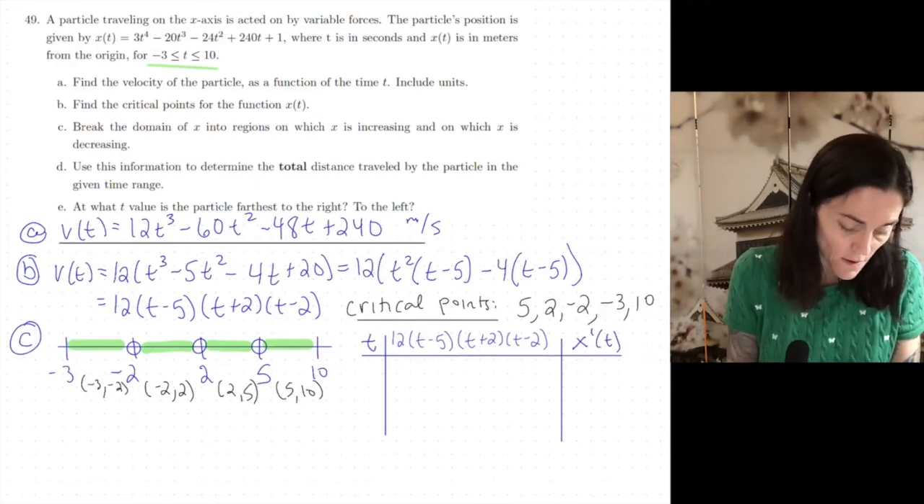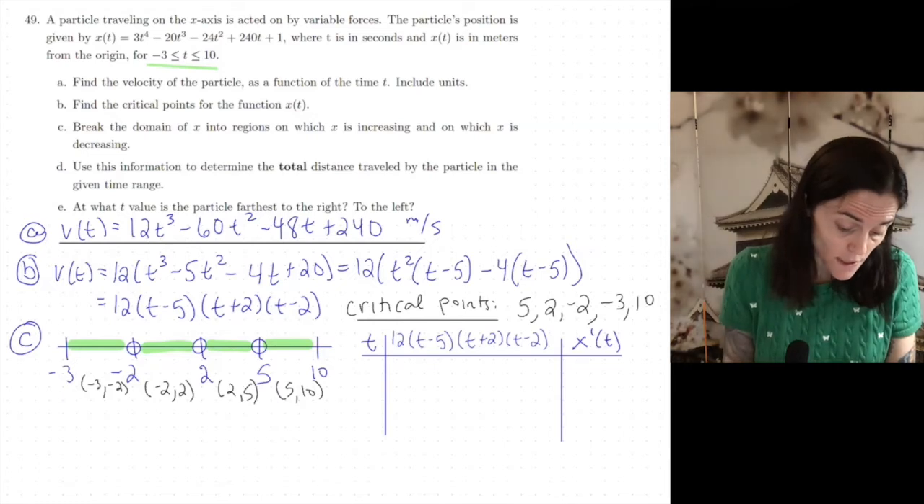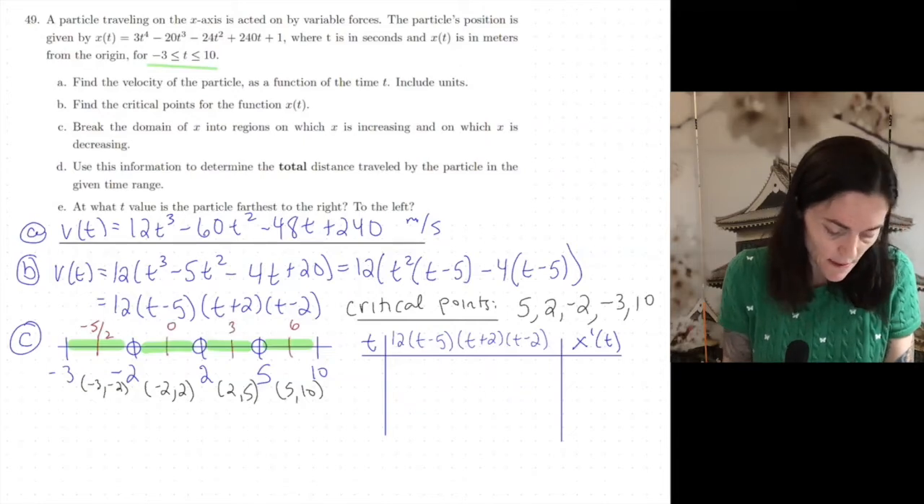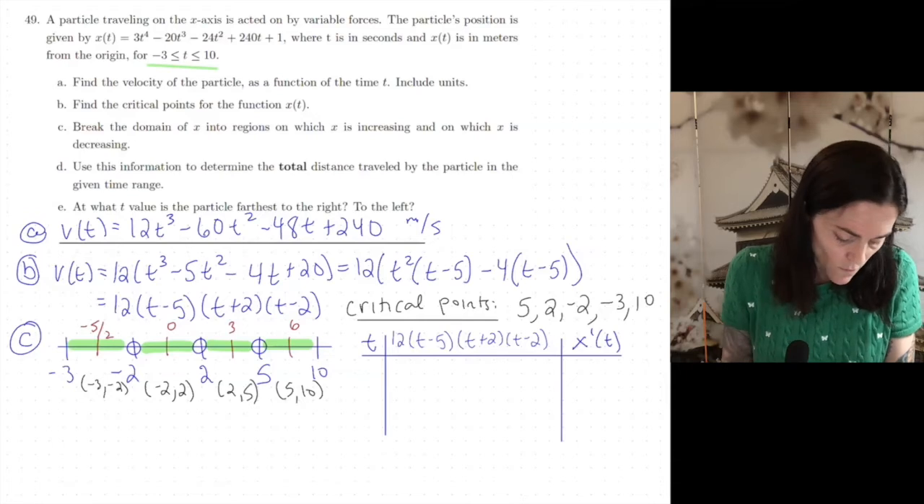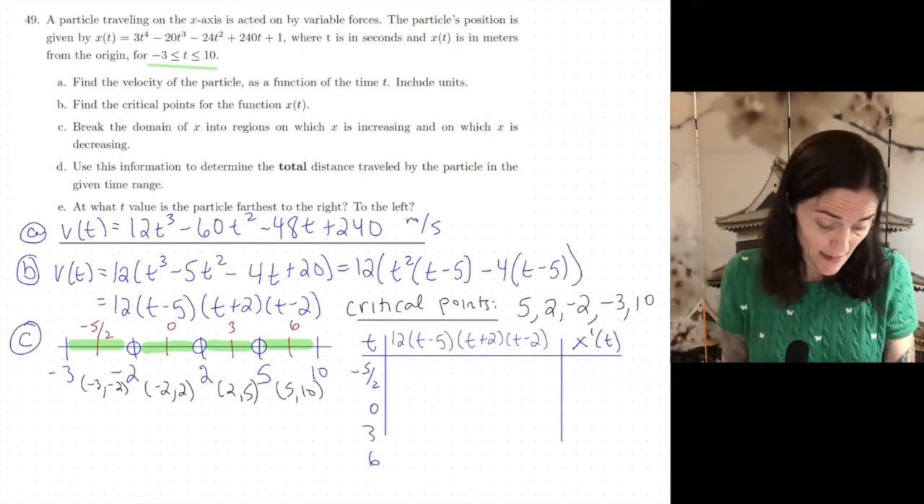And then I need a point in each interval. Maybe I will do this in red. Here I can pick, for instance, minus 5 over 2. Here I can pick 0. Here I can pick 3. And here I can pick 6. So I have t equals minus 5 over 2, 0, 3, and 6. And I'm interested in the sign, plus and minus.